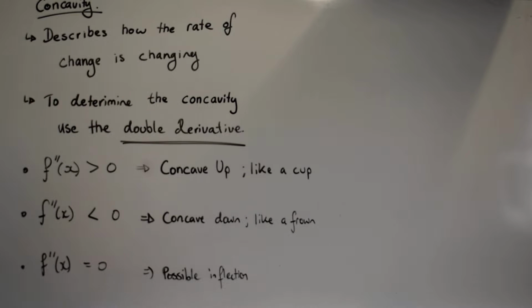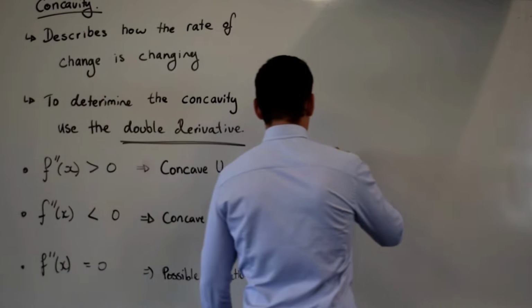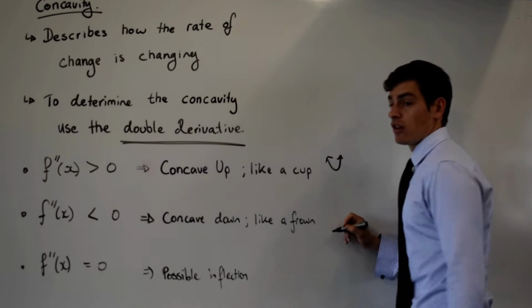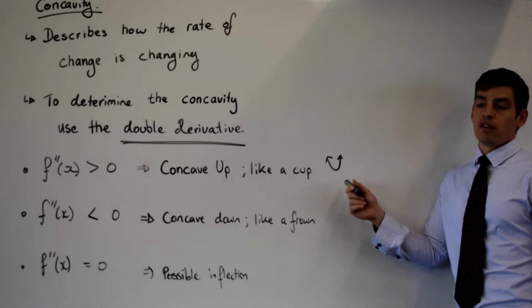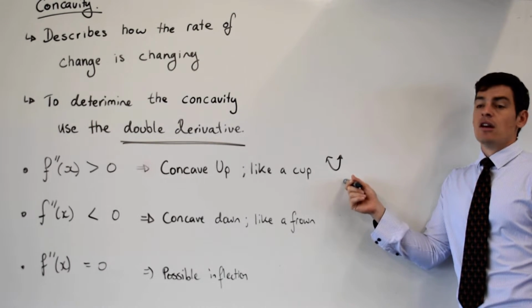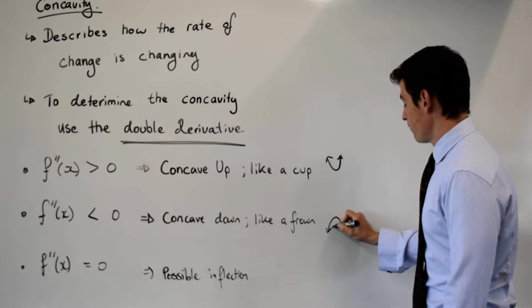Cool? So to find out the concavity, all you need to do is simply derive it again, and then sub in our x values where we want to know. If our double derivative is greater than 0, it is concave up, like a cup. That's what a cup looks like for those of us who can't figure it out. What does that mean? If it's concave up, and it's a stationary point, we're dealing with a minimum. Concave down, it's like a frown.